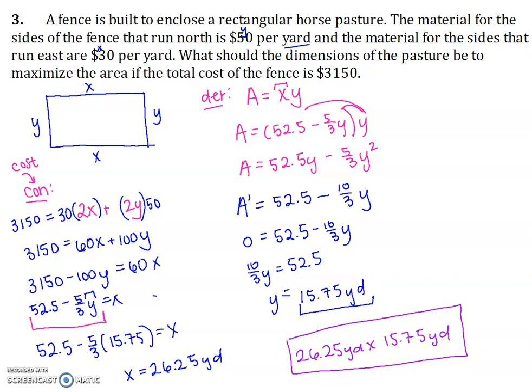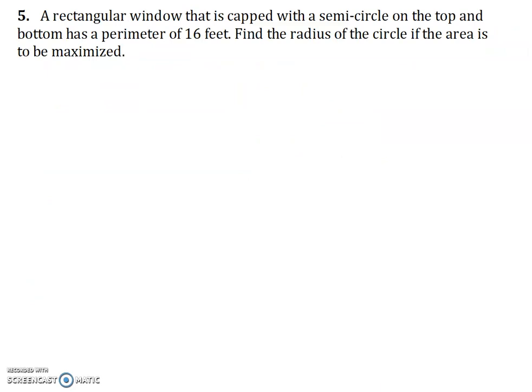Now let's look at one more example that's a different type of shape. A rectangular window is capped with a semicircle on top and bottom and has a perimeter of 16 feet. Find the radius of the circle if the area is to be maximized. So my picture this time is going to look different.